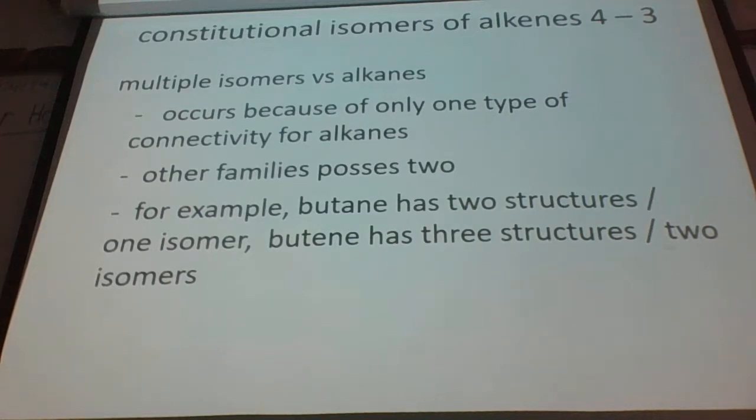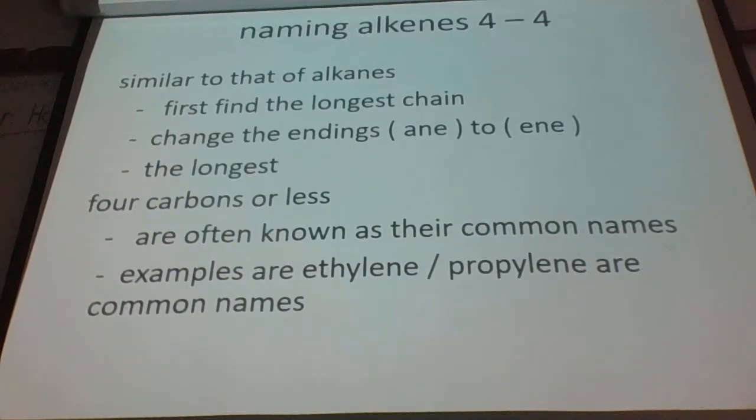butene is, you could say, the parent compound, 2-butene, and then 2-methyl-2-butene would be the second isomer. So no surprise, you can find the longest continuous chain and change the suffix from ane to ene. No surprise there.